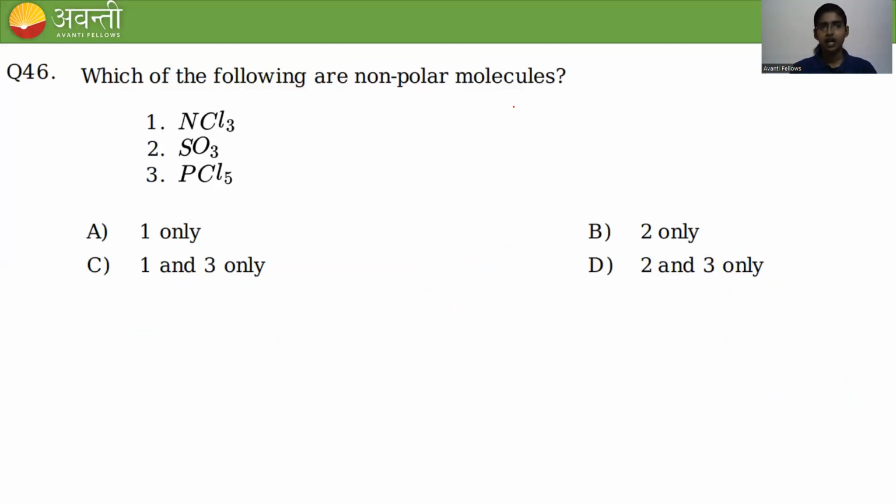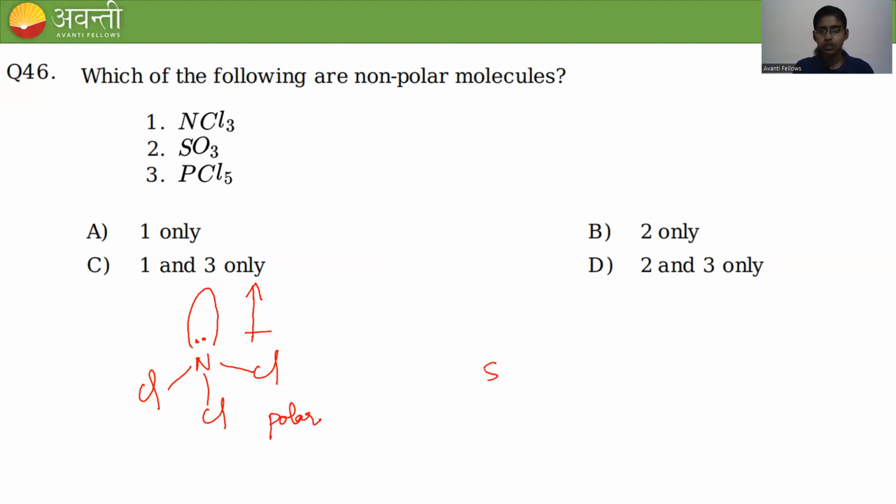Which of the following are non-polar molecules? Just draw the structure again. First, let me draw the structure of NCl3. This is the structure of NCl3, where nitrogen has one lone pair. And here chlorine and nitrogen have nearly the same electronegativity values. There will be no polarity of bonds. But the lone pair of electrons will pull the electrons towards itself and the bond gets polarized. Molecule gets polarized. So this is a polar molecule.